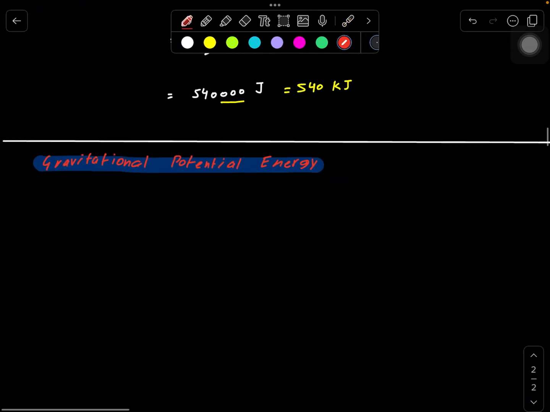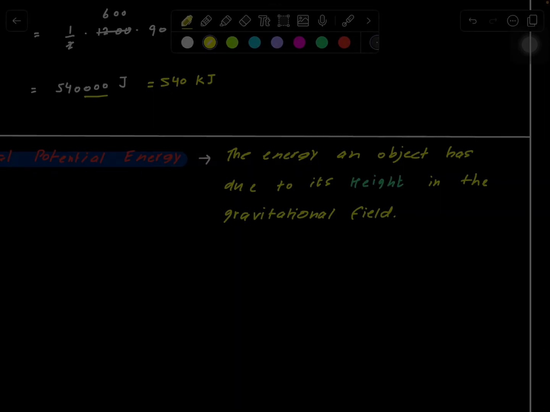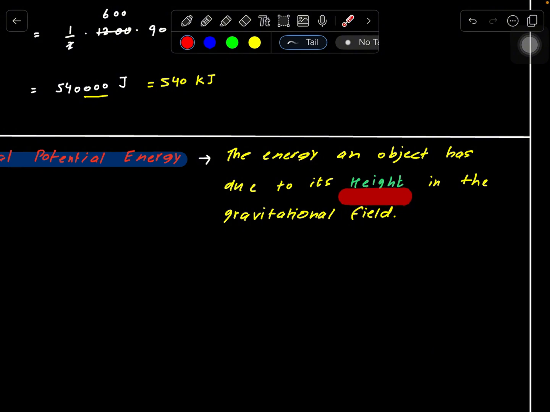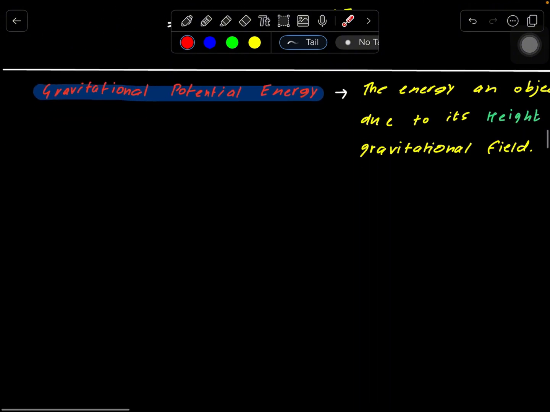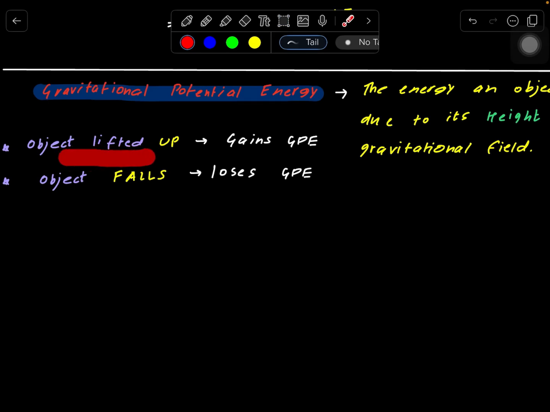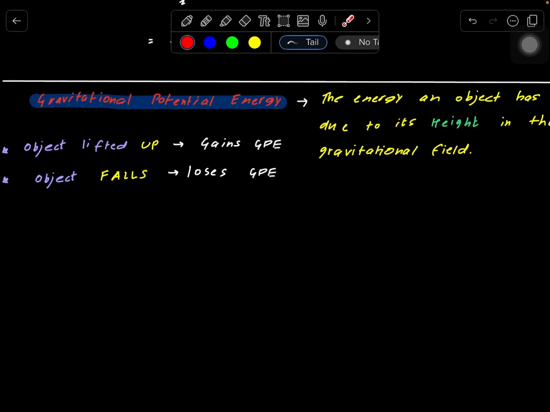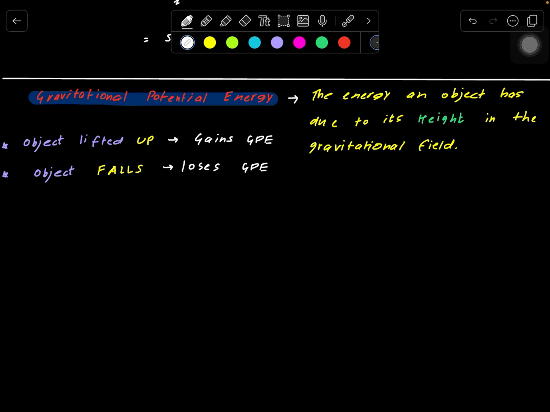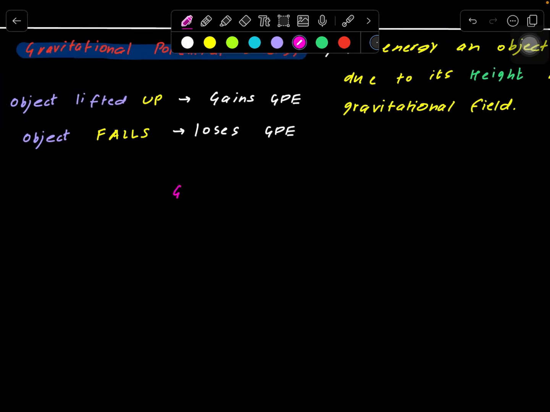So gravitational potential energy is the energy an object has due to its height in the gravitational field. If an object is lifted up, it gains gravitational potential energy, and when the object falls, it loses gravitational potential energy. And the higher you lift something up above the ground, the more gravitational potential energy it gains. So we can link these things to form a formula for gravitational potential energy. Gravitational potential energy is the product of mass, the gravitational field strength, and the height to which the object is raised.